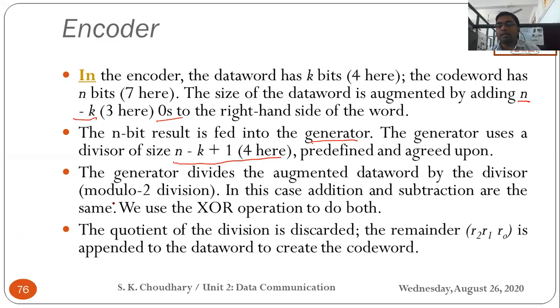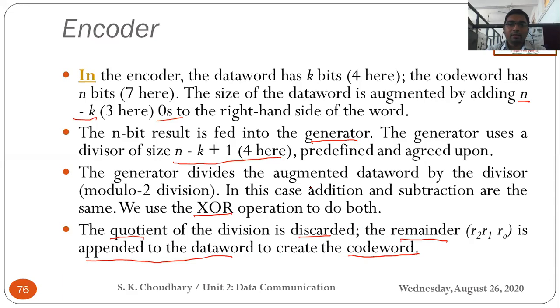In this case, whatever terms we have to add or subtract follow the same rule of modulo 2 addition or subtraction, and that is equivalent to an XOR gate operation. That means when the inputs are similar, the output is 0. When the inputs are different, the output is 1. And the quotient of this division is discarded. This is very important: the quotient is discarded. Only the remainder is appended to the data word, and that is reflected as a code word.